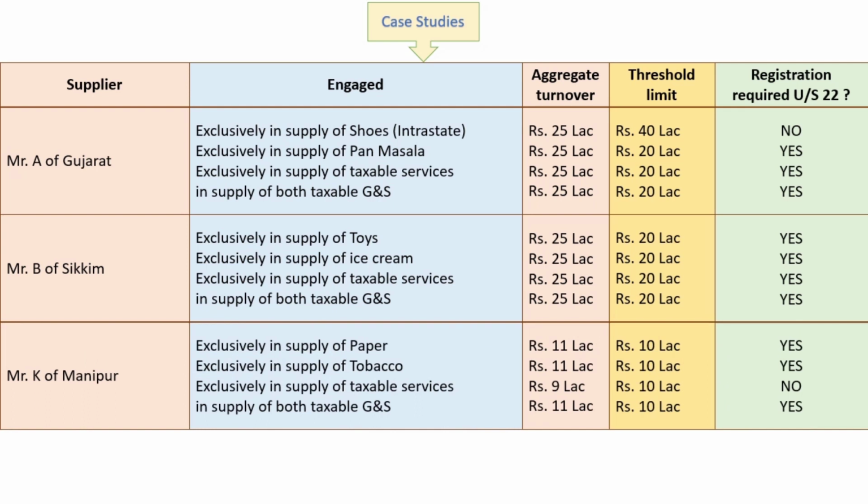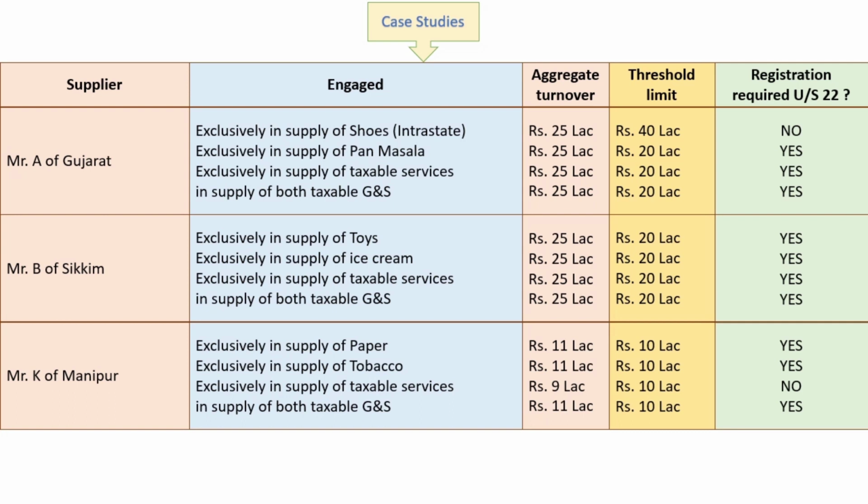Now Mr. K of Manipur exclusively engaged in supply of paper. His aggregate turnover is 11 lakh but here applicable threshold limit is 10 lakh and aggregate turnover is more than threshold limit. So he is liable for registration under section 22.